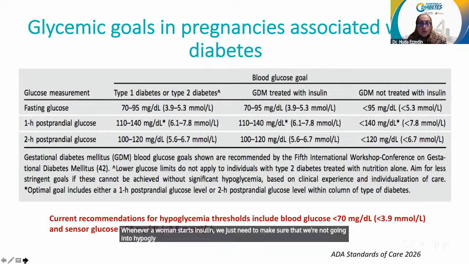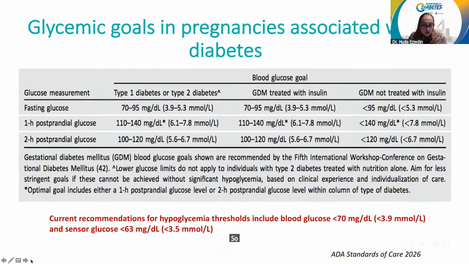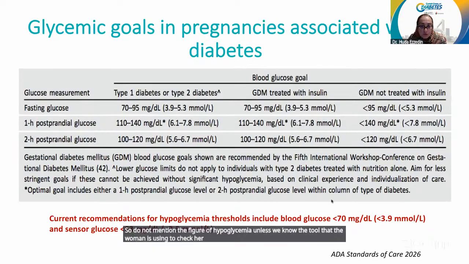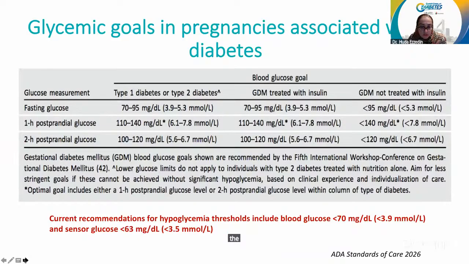where the current recommendation for a hypoglycemia threshold includes a blood glucose of less than 70, and a sensor glucose of less than 63 milligrams per deciliter. So do not mention the figure of hypoglycemia unless we know the tool that the woman is using to check her glucose with, whether it's a sensor or it's just the monitoring from the finger prick.